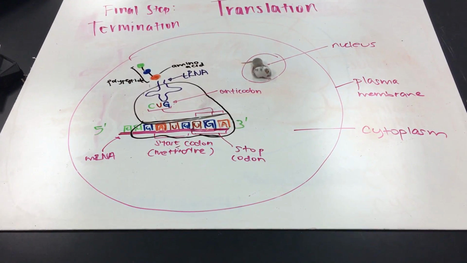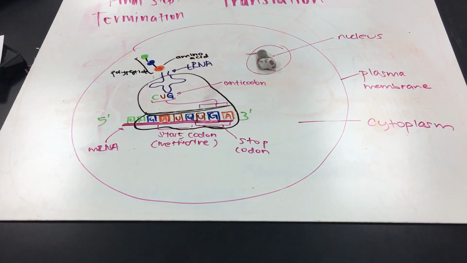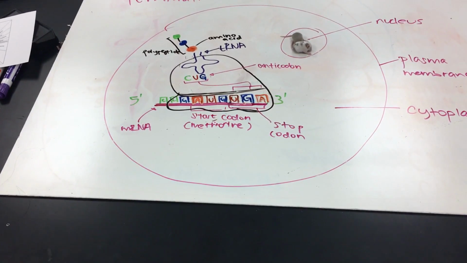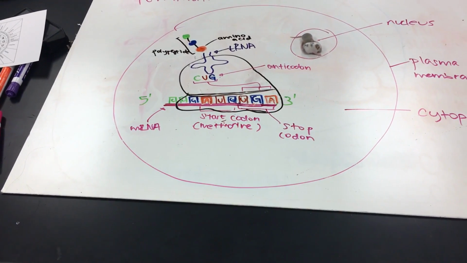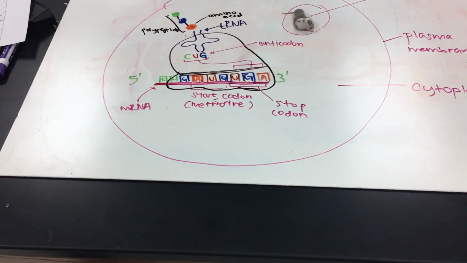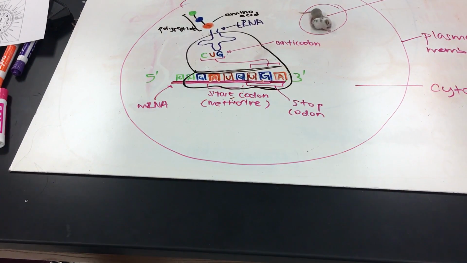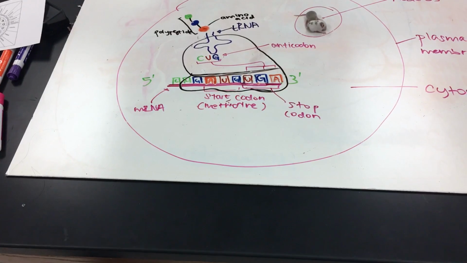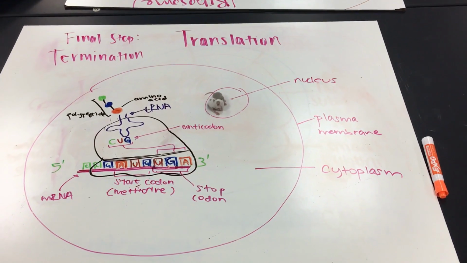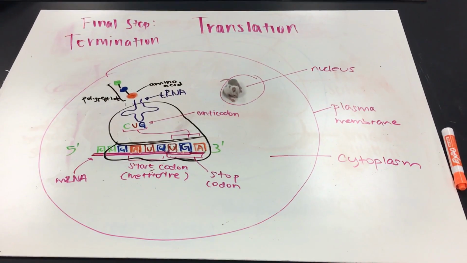Aminoacyl tRNA synthetase is the enzyme that attaches the appropriate amino acids onto the tRNA, and then peptidyltransferase is an enzyme that catalyzes the peptide bond formation reaction between amino acids in the P and A sites of ribosomes during translation. GTP and ATP are both molecules that are the energy source for protein synthesis.